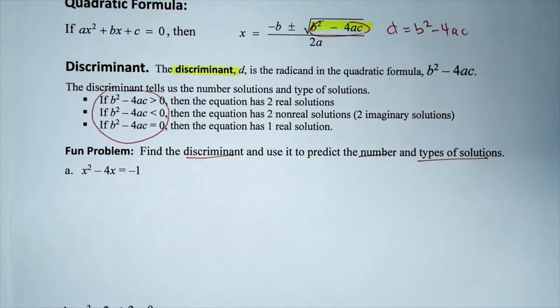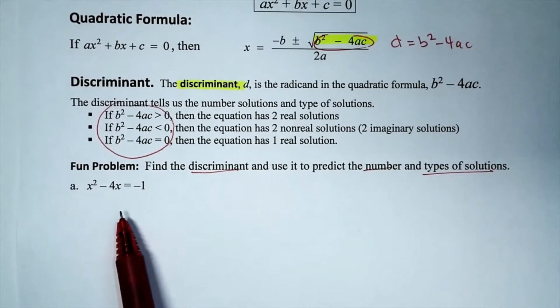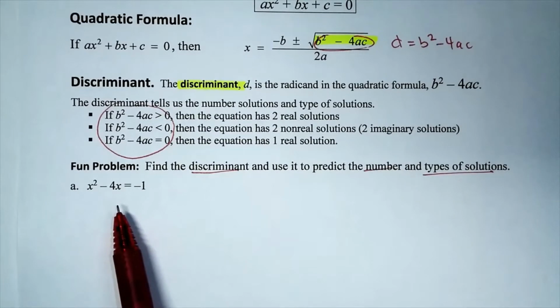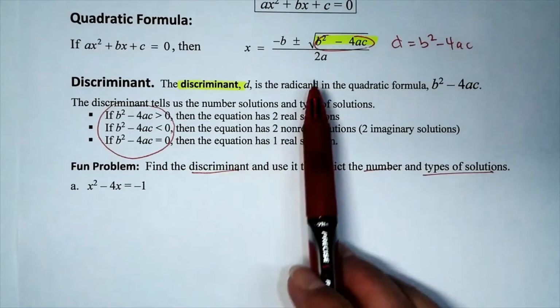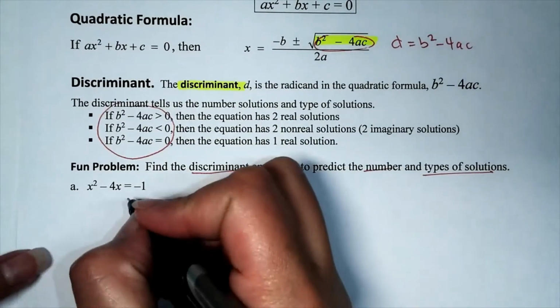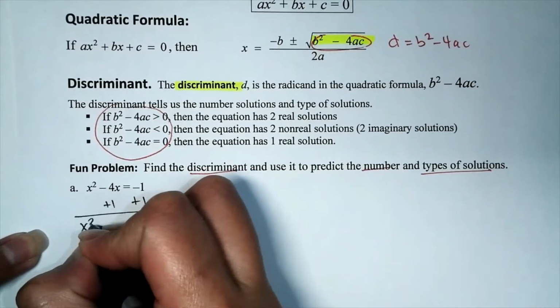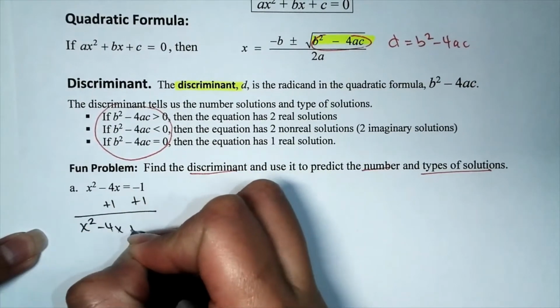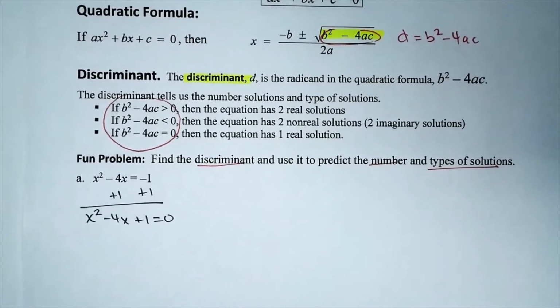Okay, so let's go ahead, pretend we're gonna solve it. The first thing we need to do, if we were gonna solve it by using the quadratic formula, is to write it in standard form, or in English, set the equation equal to 0. So let's go ahead, set it equal to 0. We're going to add 1 to both sides, and that will leave us with x squared minus 4x plus 1 equals 0. Fantastic. So remember, I'm not interested in the solution. I want to know what the discriminant is.